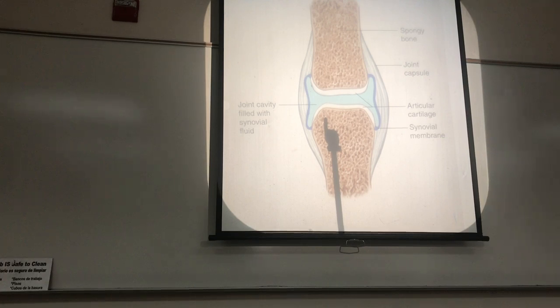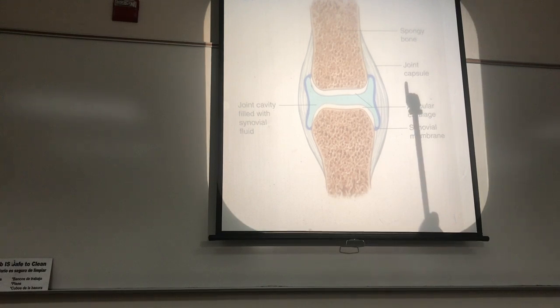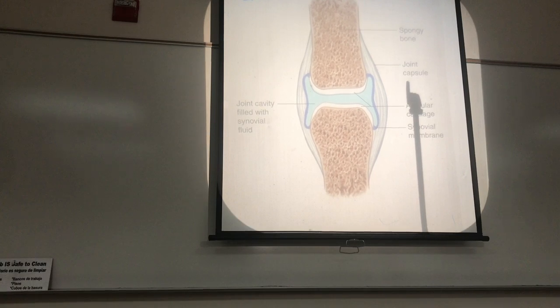All right? So it needs reinforcement. Just outside the synovial membrane, you see this thicker structure. This is a fibrous connective tissue called the joint capsule. So right outside the synovial membrane, we get this reinforcing fibrous connective tissue that forms the joint capsule.